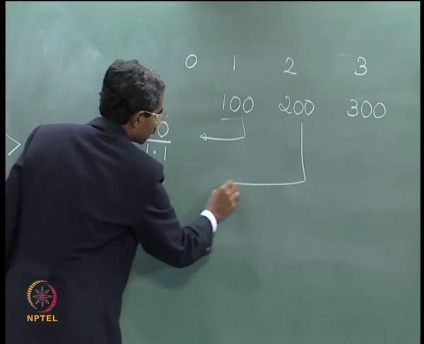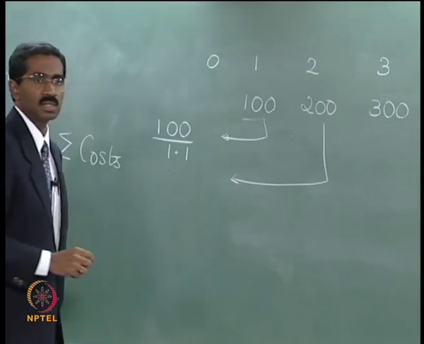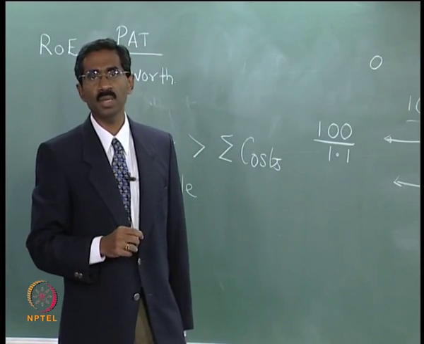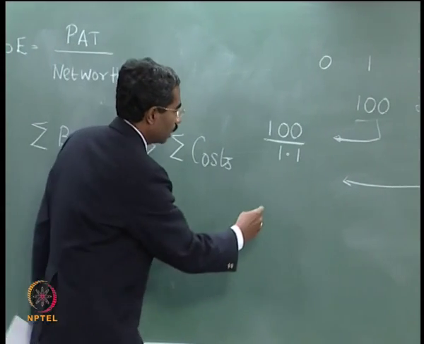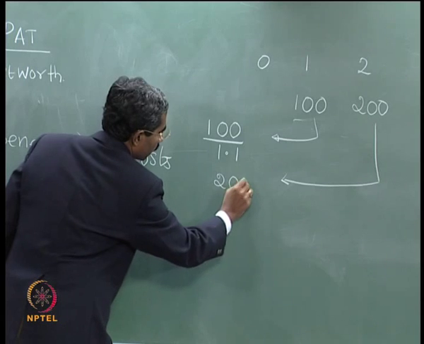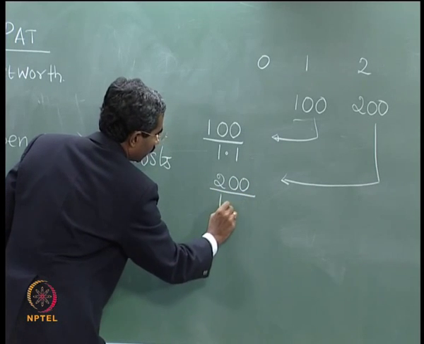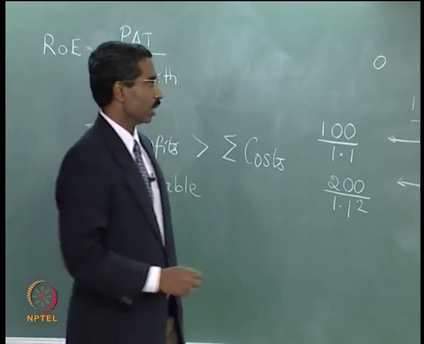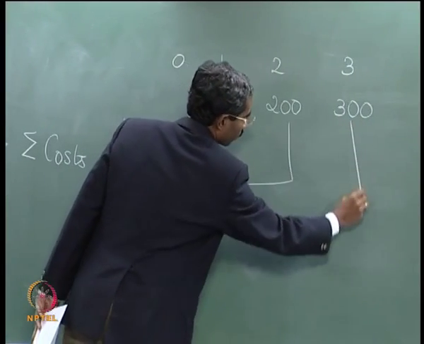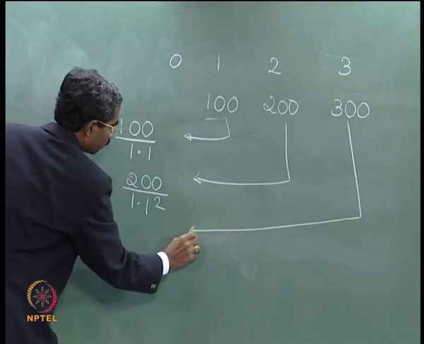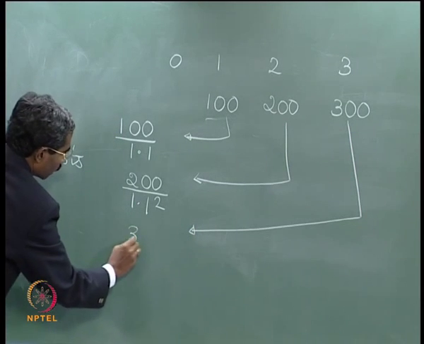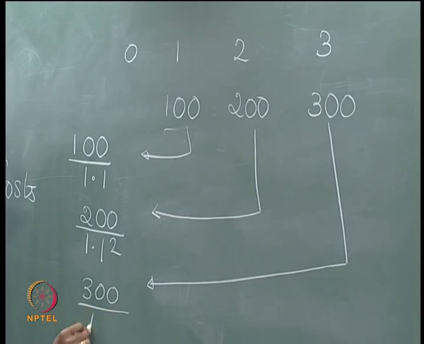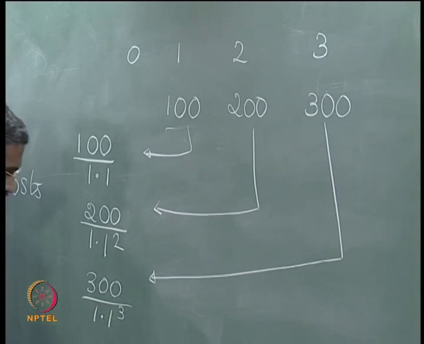200, when it is discounted to the present, since it is a cash flow that is coming 2 years from now, the present value of that is nothing but 200 divided by 1.1 whole squared. 300 occurs 3 years from now, and if you discount it to the present, it is nothing but 300 divided by 1.1 to the power of 3.